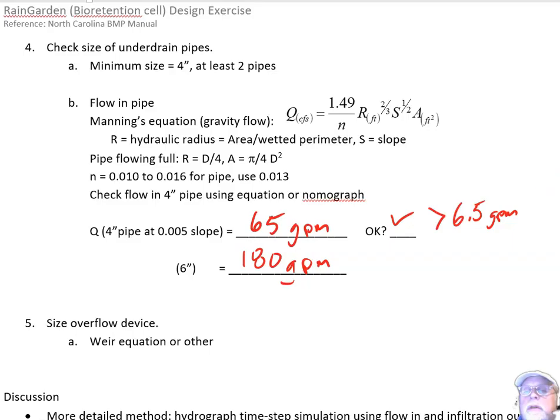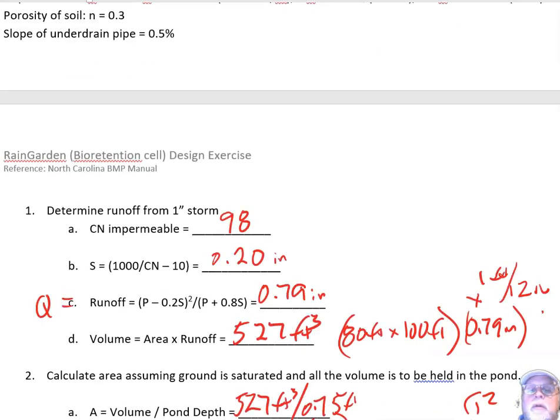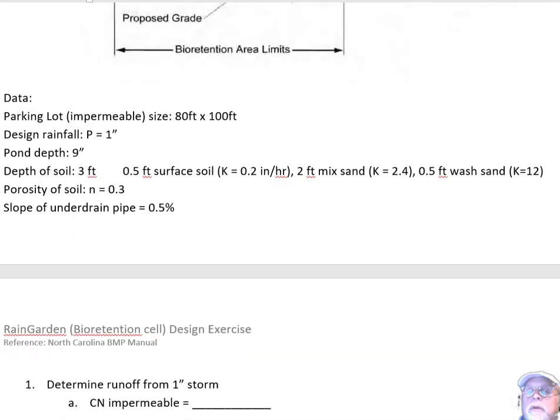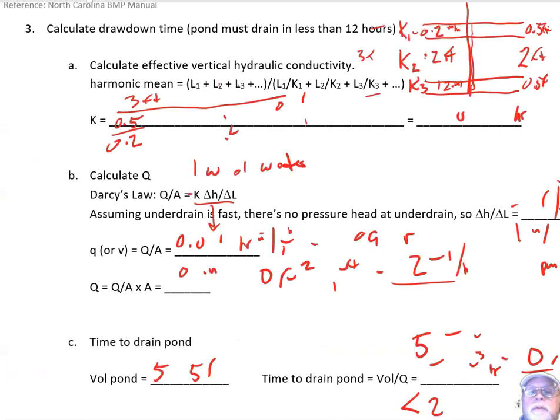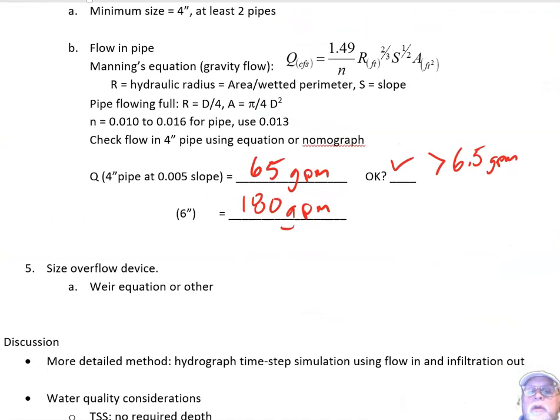And then I won't go into it for sake of time. We also need to remember we have an overflow system and we need to size that. And we can do that according to general retention pond design, but I won't go into that. We could use a Weir equation or some other equations to size that.